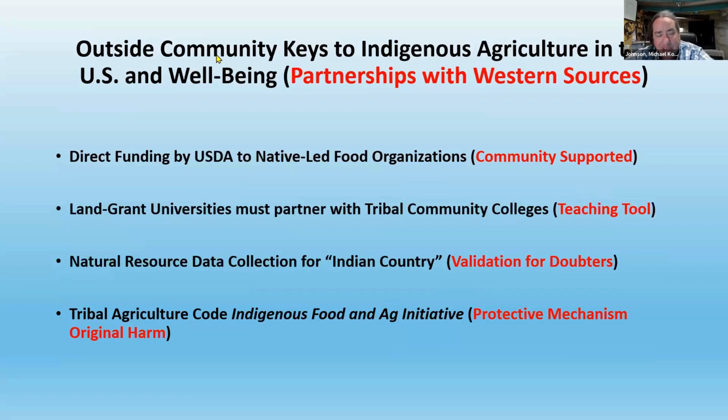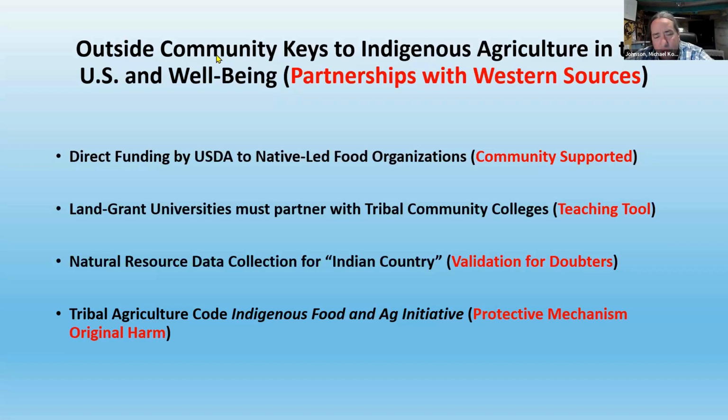That even here in the United States, we make up, I think it's 5.4% of key biodiversity areas, despite that we only live on 2% of the land in the United States. So 2% of land makes up 5.4% of key biodiversity areas in the United States. Isn't that incredible? And so the Tribal Agricultural Code, I think, is very important.